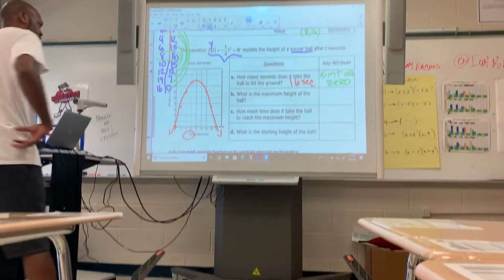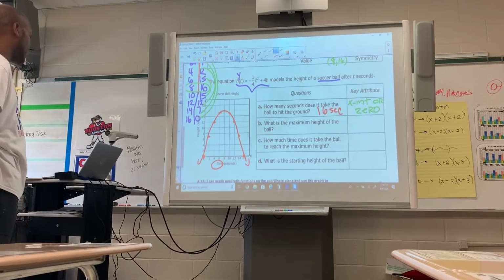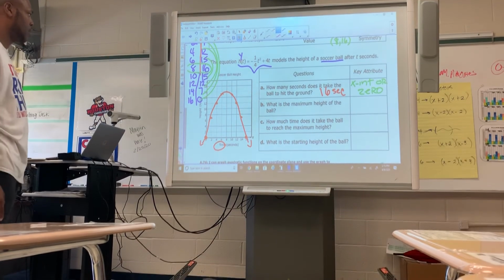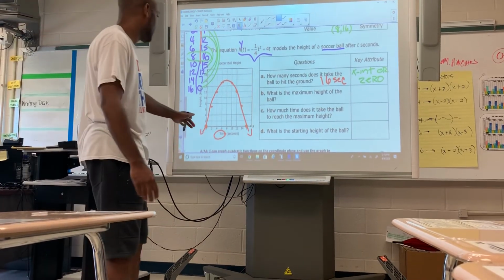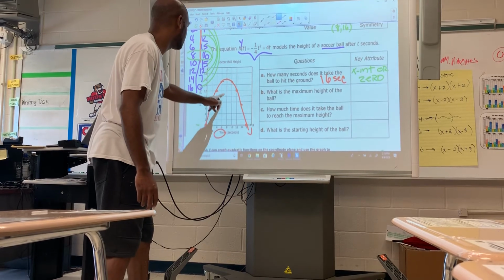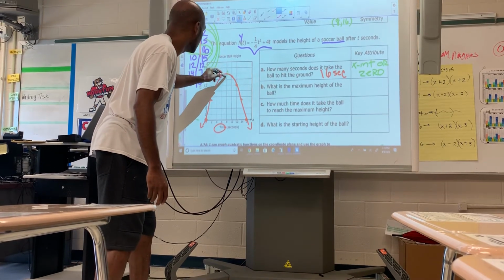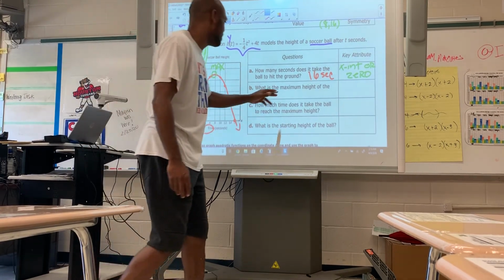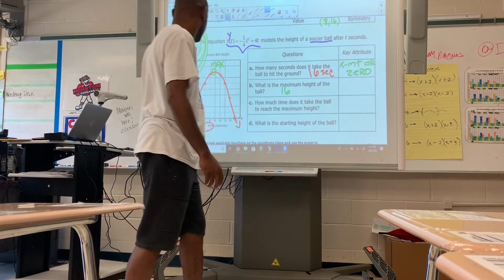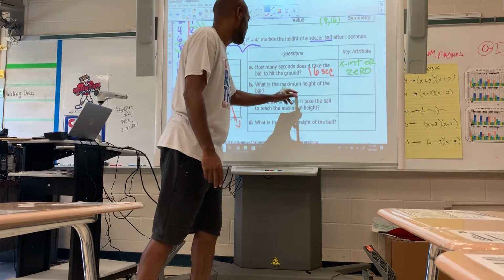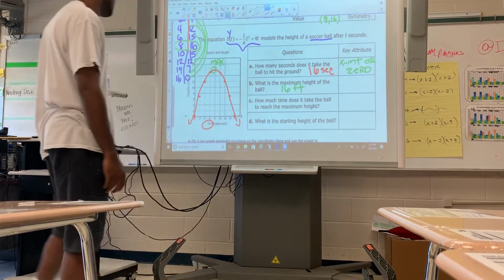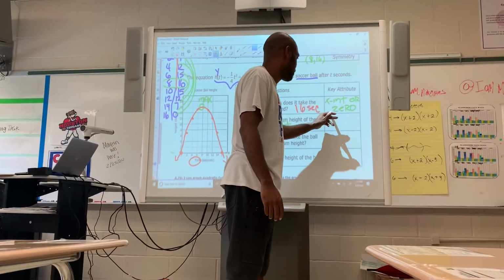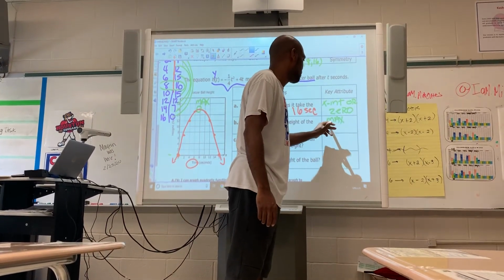All right. B says, what is the maximum height of the ball? Well, if I look at the maximum height of this ball, this is our max, and the maximum height is 16. It's height in feet. 16 feet. This is our max value. Our maximum value.